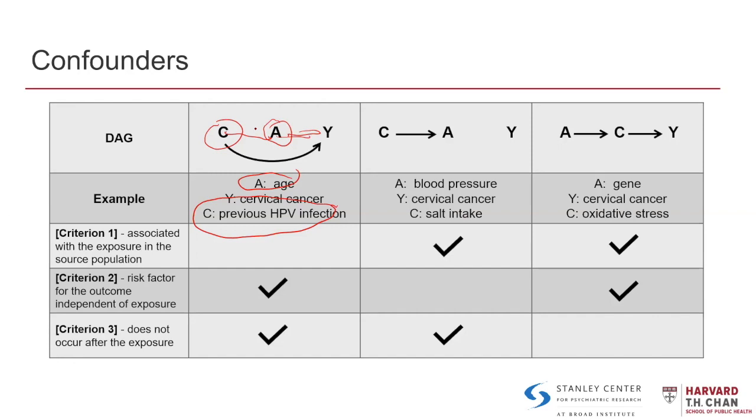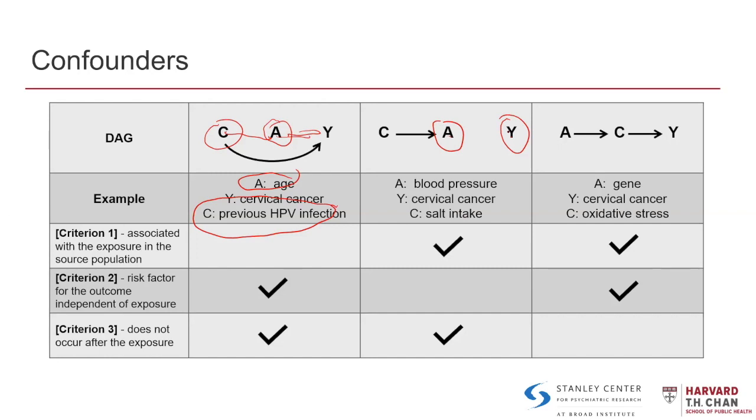In the second example, we have the exposure, which is blood pressure. The outcome is cervical cancer. The potential confounder is salt intake. So we can see from this causal diagram that the first criteria is met because the potential confounder, salt intake, is associated with the exposure. It is also not in the causal pathway, or it's not in between A and Y. So it meets the third criteria.